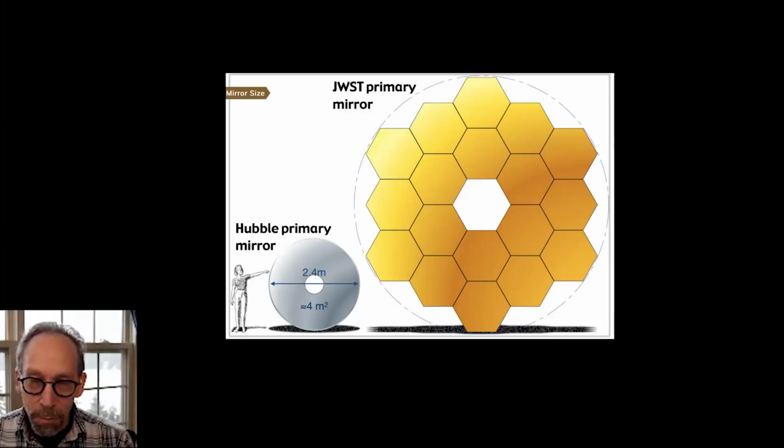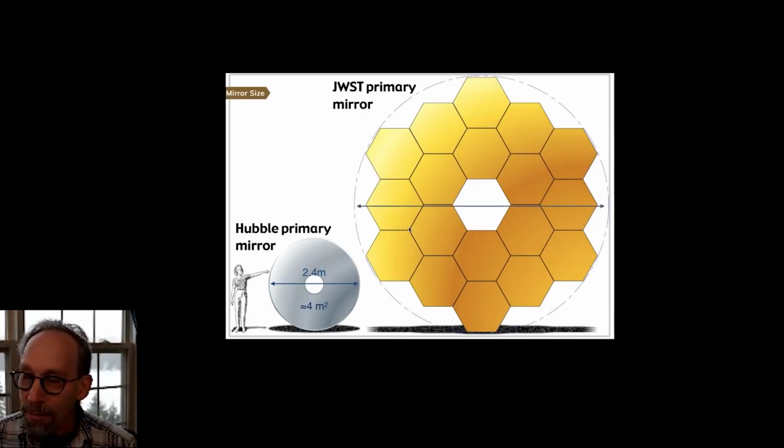And you've probably seen animations of how this honeycomb type structure grows out of a small structure that's all folded together in the telescope. And eventually it unfolds to be this shape. And the diameter of this shape is about 6.5 meters across. But of course, as you can see, it doesn't cover the entire circle. And when you work out the collecting area, it's about 25 square meters.